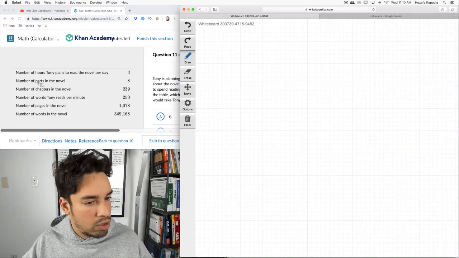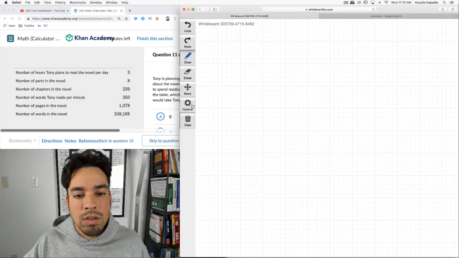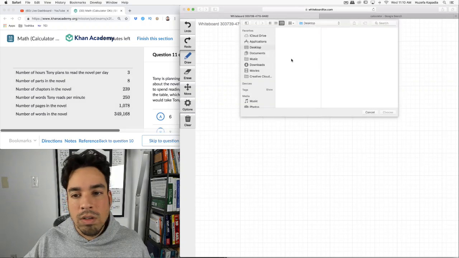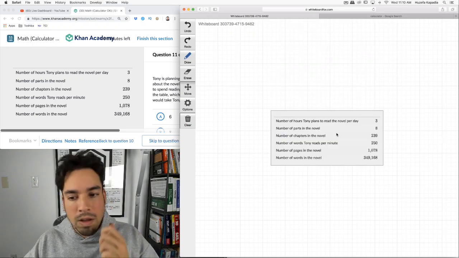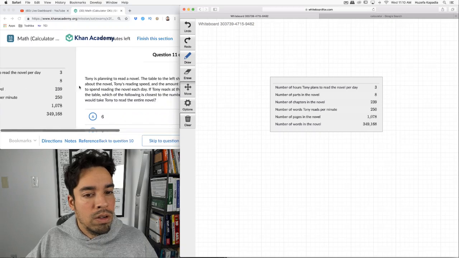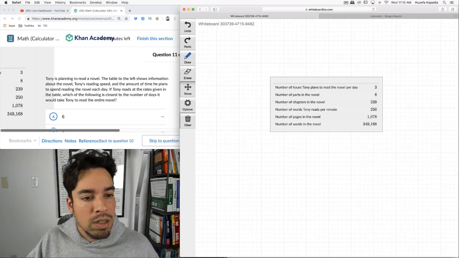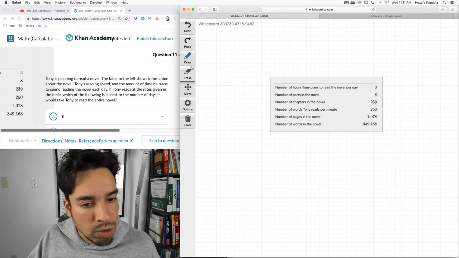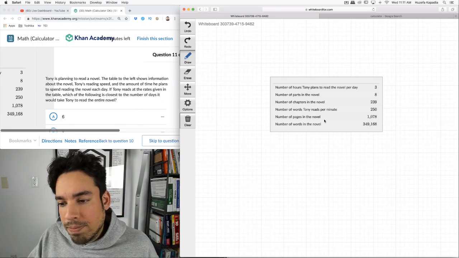Number of hours. Hold on. Let's get this up here. Okay, Tony's planning to read a novel. The table shows information about the novel, his reading speed, and the amount of time he plans to read each day. If Tony reads at the rates given, which of the following is closest to the number of days it will take Tony to read the entire novel?